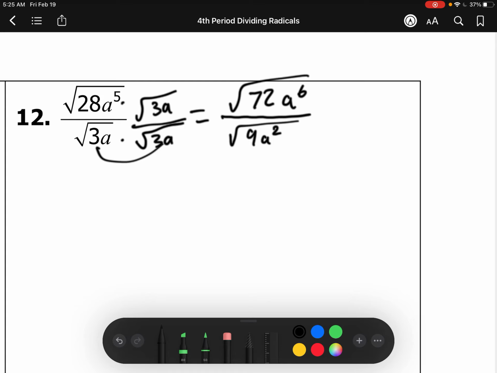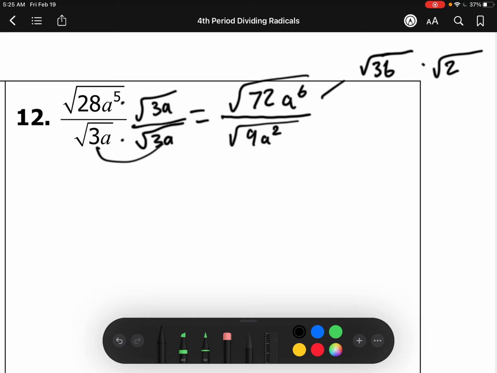Next, we're going to have to simplify our numerator. We're going to break it up: 72 is evenly divisible by 36, which is a perfect square. So this is going to be the square root of 36 times the square root of 2. Here's what I can simplify, and here's what I cannot. 36 goes there, 2 goes there. A to the 6th power, oh wait, I can't take the square root of that.